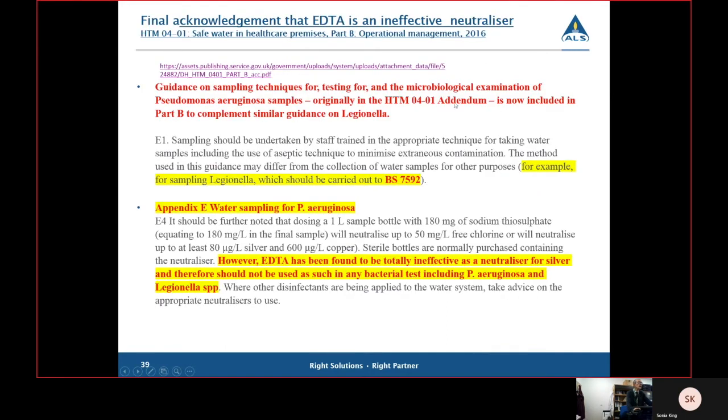Finally, I managed to get this in the latest version of this document here, part B of HTM. We finally managed to get this in at the very last minute. It was nearly published. I had a hell of a fight to get this in, but it now clearly states, however, EDTA has been found to be totally ineffective as a neutralizer for silver and therefore should not be used in any bacterial test, including Pseudomonas and Legionella.